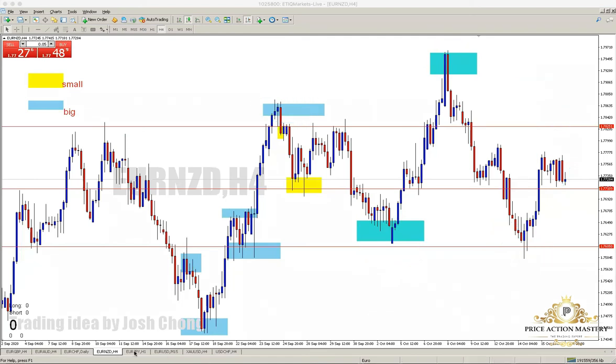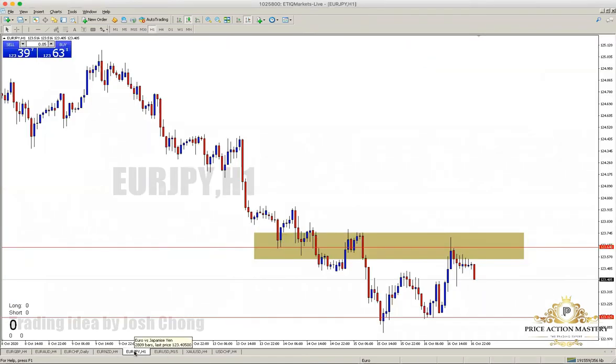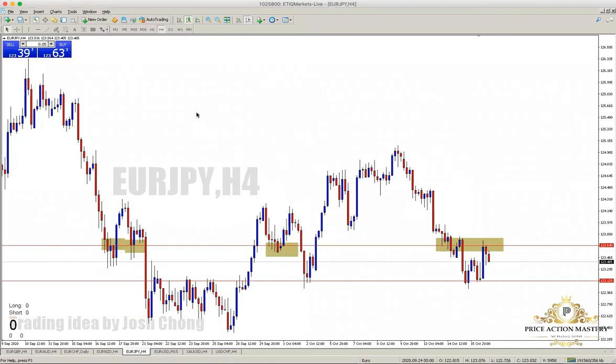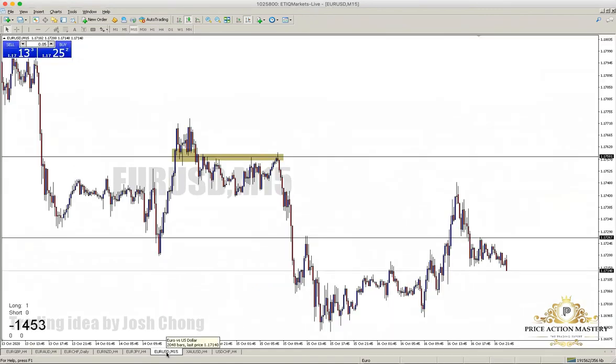Okay, next will be Euro Yen. Euro Yen will be a downside exposure, of course. Because of what? Because yen is strengthening during these uncertain times. So we can see a downside exposure on Euro Yen.